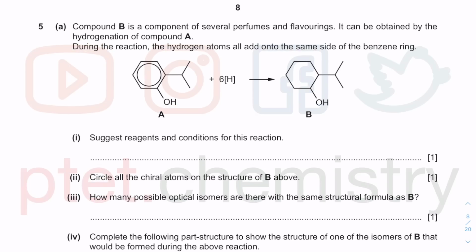Question number 5, we have compound B. A component of several perfumes and flavorings. It is an alcohol, not an ester, so probably used as a solvent. It can be obtained by the hydrogenation. They use this word hydrogenation. So basically you have done hydrogenation of the benzene ring. You have done reduction of the benzene ring.